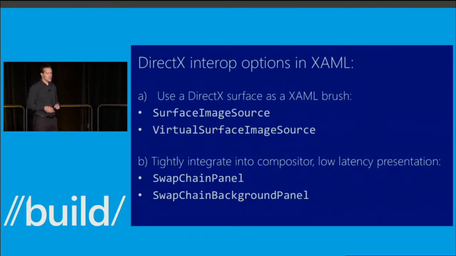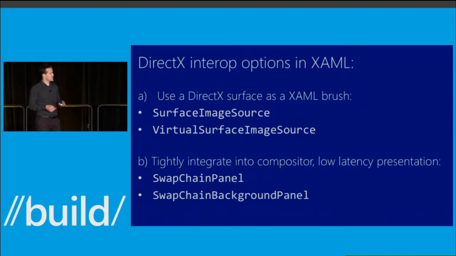So there are two main different API sets for building XAML and DirectX interop. The first is if you want to consider a DirectX surface in a XAML application as a brush, like image brush, radial gradient brush, linear gradient brush, these are all used to fill XAML shapes. You can use surface image source or virtual surface image source, which are image source derived classes, and that'll get you really tight integration into the XAML framework.